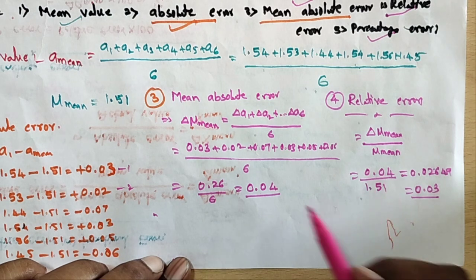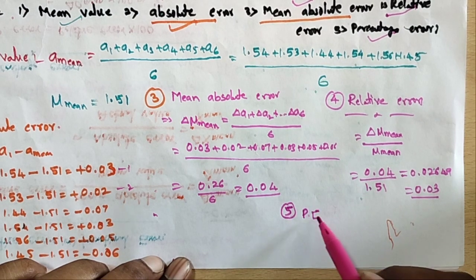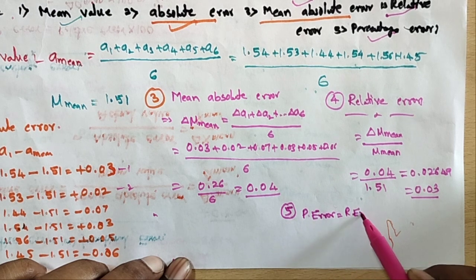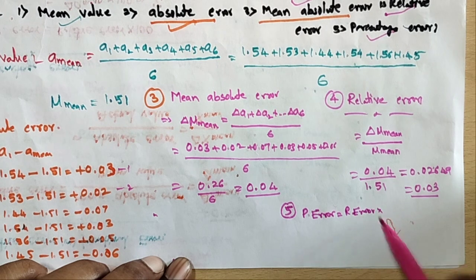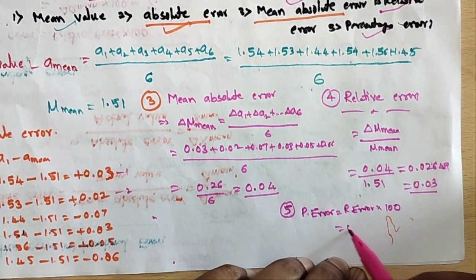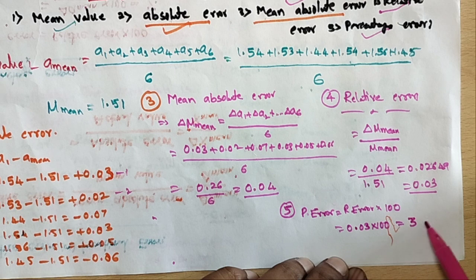Last one, percentage error. So what is the percentage error? We know that very well. Relative error multiplied with 100. So 0.03 into 100. So 3 percentage.